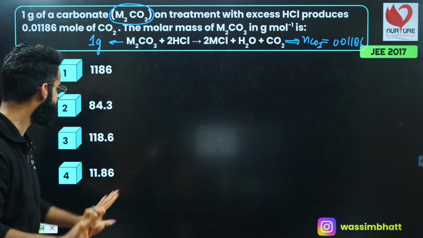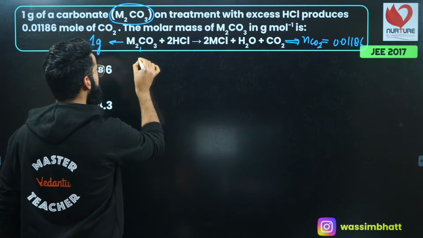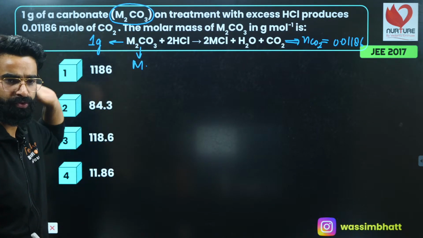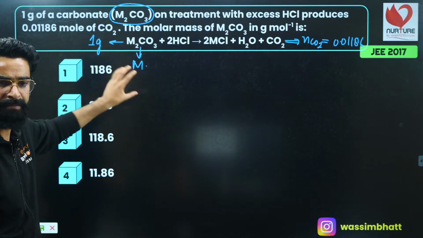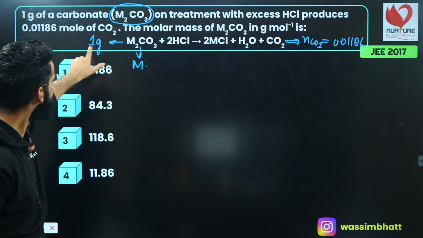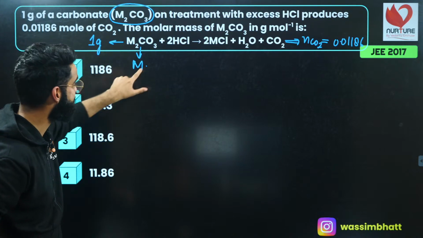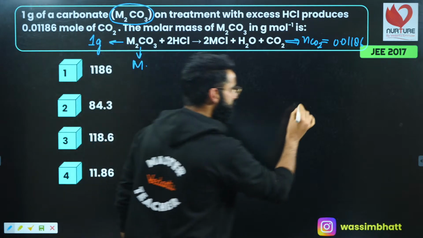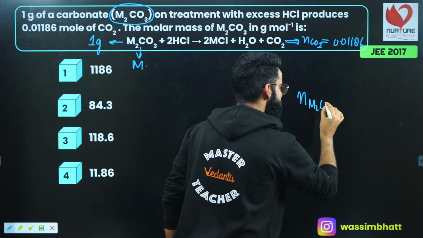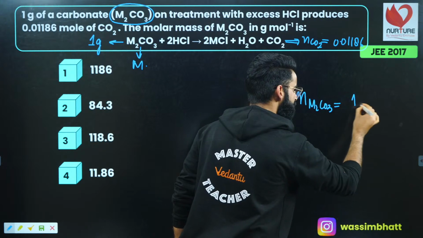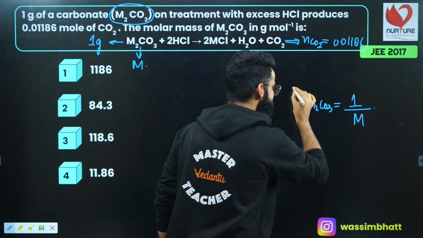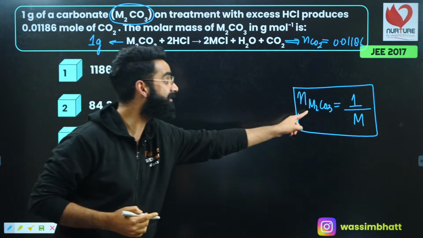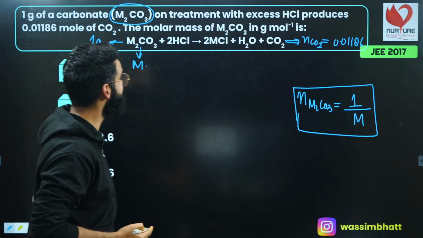Let's assume the molar mass of this M2CO3 is M. M is the molar mass of the metal carbonate. I'm given the mass of the metal carbonate, and I know its molar mass, that's M. So the first thing I'll do is calculate the number of moles of metal carbonate. Number of moles is equal to the mass of metal carbonate divided by the molar mass of metal carbonate. So these many moles of metal carbonate I have with me, and I'm making them participate in this reaction.